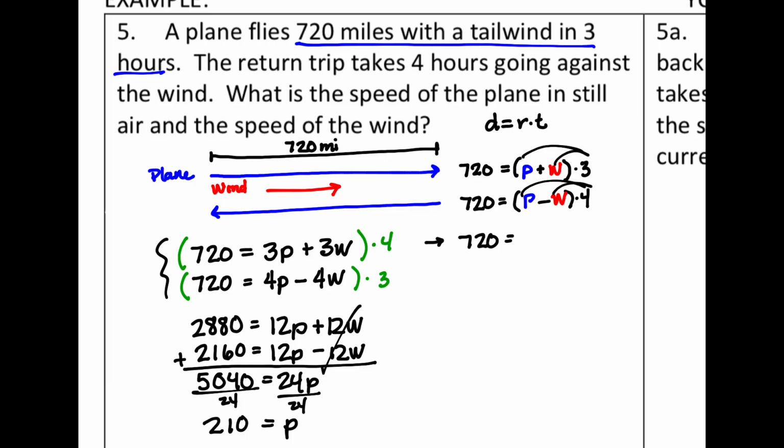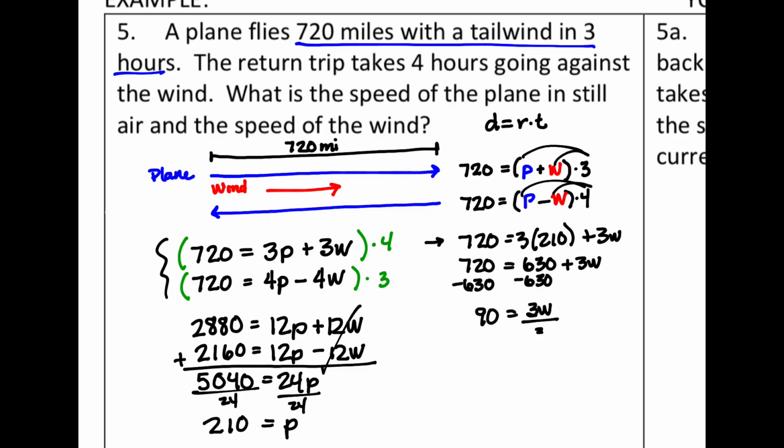720 is equal to 3 times 210, add 3W. So 720 equals 630, add 3W, minus 630, and I get 90 is equal to 3W, divide by 3, and I get W equals 30. Okay, double check that those answers make sense.